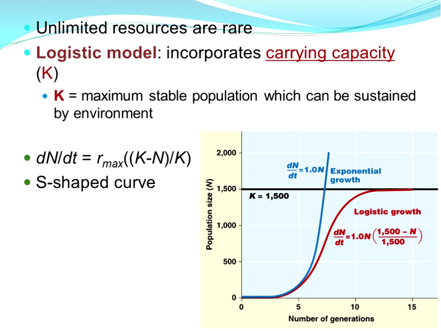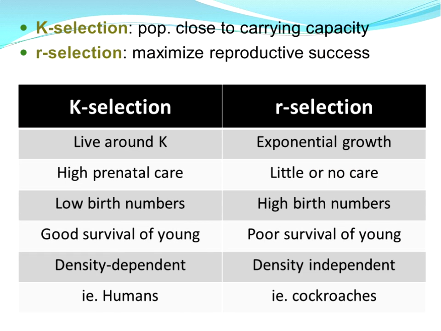This is compared to the logistic model, which is what humans tend to follow and what most species for the most part follow, where we have a carrying capacity. So you have an actual cap on how much that ecosystem can sustain, because the resources are not going to be unlimited. The likelihood of resources being unlimited is rare. So K equals the carrying capacity, the maximum stable population that can be sustained by that environment. And so we're capped at that point. It gives us more of an S-shaped curve, which is a more realistic curve of what a population is going to look like.